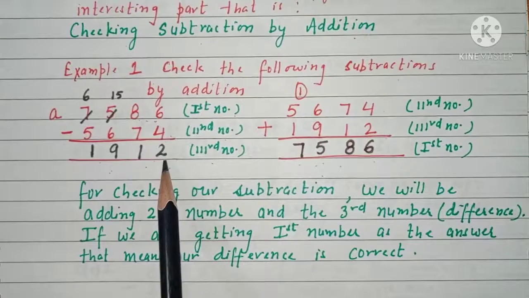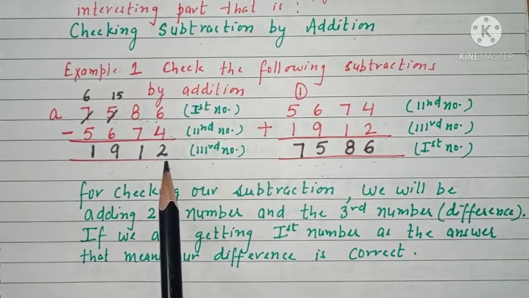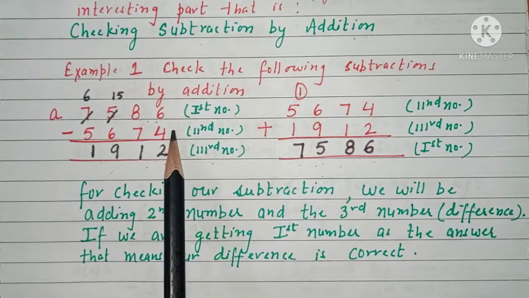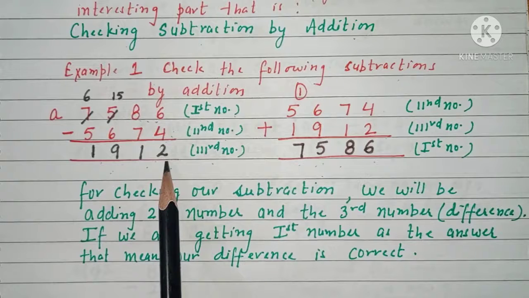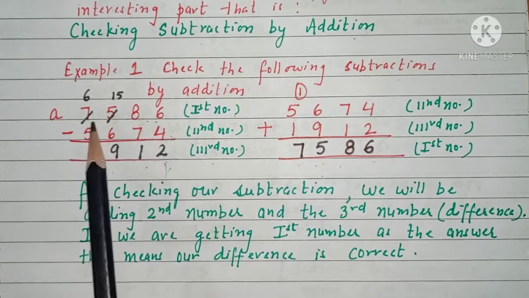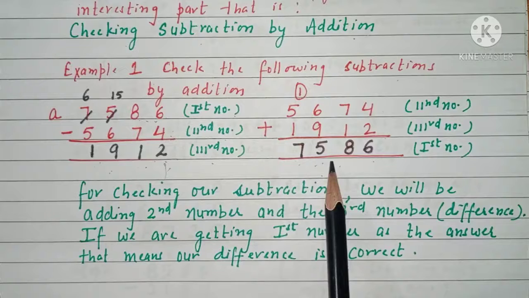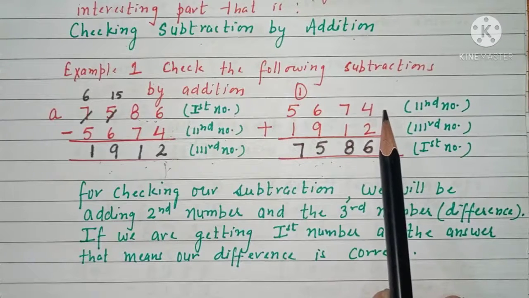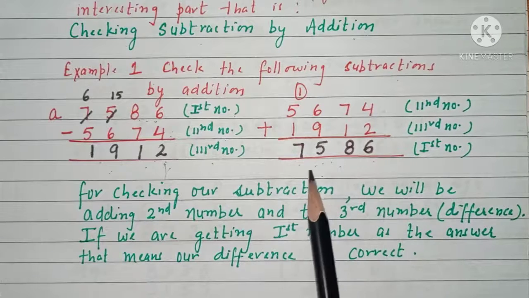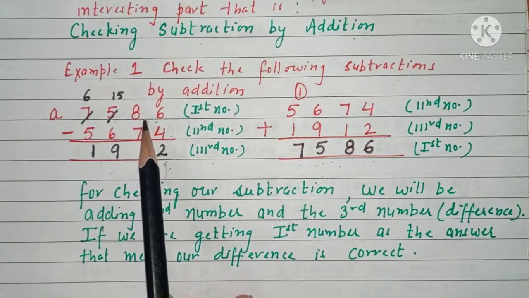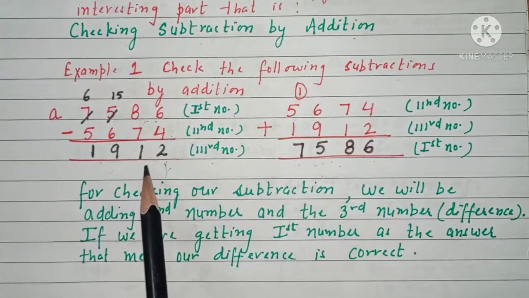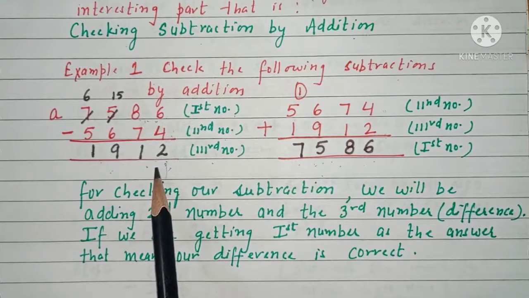1912. For checking our subtraction, what we'll be doing? We will be adding the second number and the third number. And if we are getting the answer as the first number, that means our subtraction is correct. As you can see in this example, on adding the second number and the third number, the answer comes out to be the first number. That means our subtraction is correct.